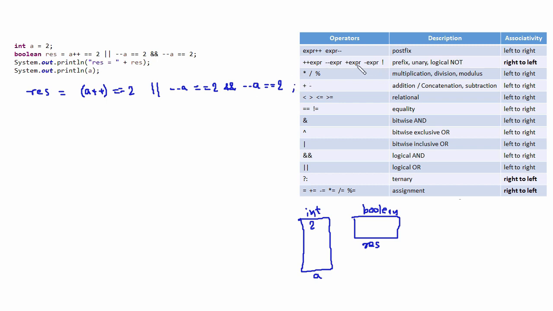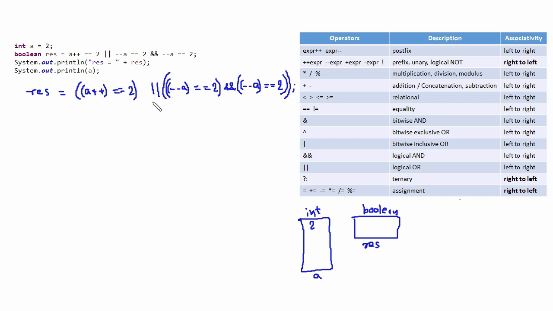Then we have the prefix operators. Let me group the prefix operator. The double equals operator has higher precedence than logical and, logical or. So we'll group the double equals operator first. Logical and has higher precedence over logical or. So we will group logical and first.